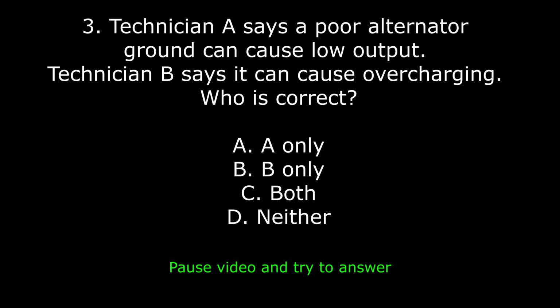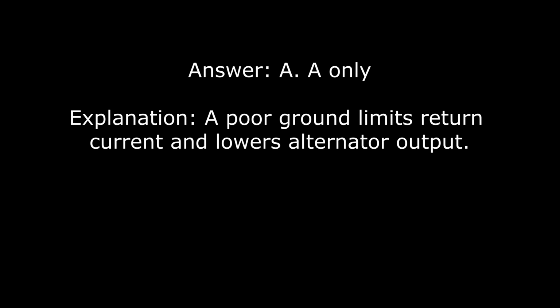3. Technician A says a poor alternator ground can cause low output. Technician B says it can cause overcharging. Who is correct? A. A only. B. B only. C. Both. D. Neither. Answer: A. A only. Explanation: a poor ground limits return current and lowers alternator output.